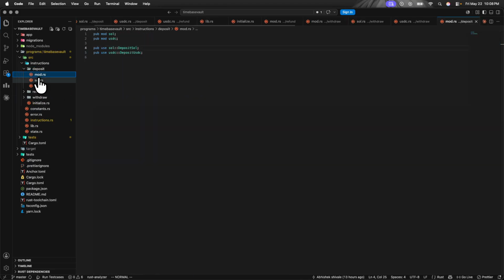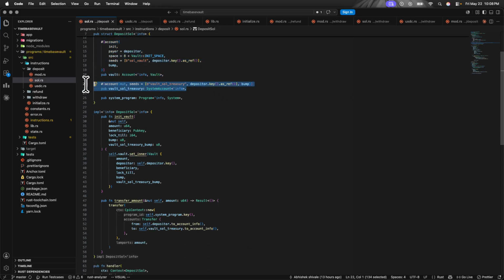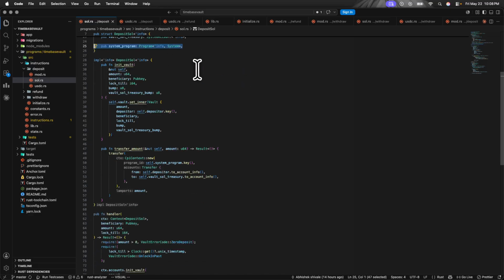Let's get to the deposit instruction also, which is the same depositor. The beneficiary would be the one whose account the money will be transferred to when the withdrawal happens. On refund, it will go to the depositor, but if the withdrawal happens, it will go to the beneficiary. And this is the vault state and the vault SOL region. This is where the vault SOL will be, and this is the system program.